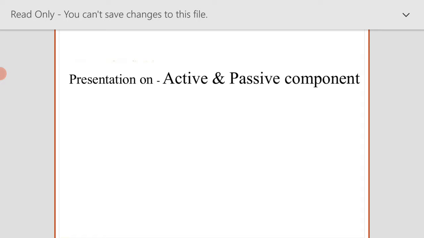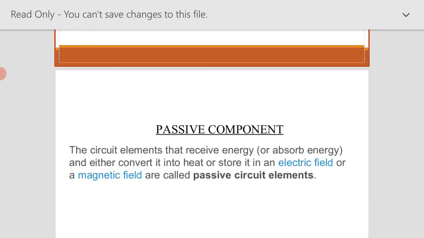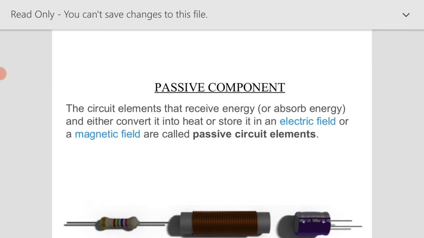Today, I will give you a video lecture on the topic of active and passive components. First, we see what a passive component is.